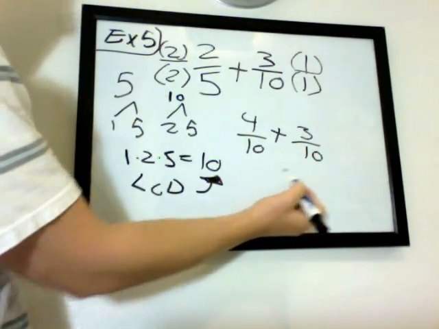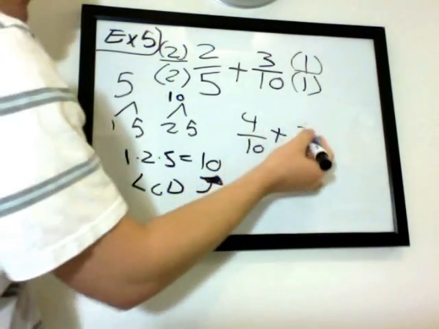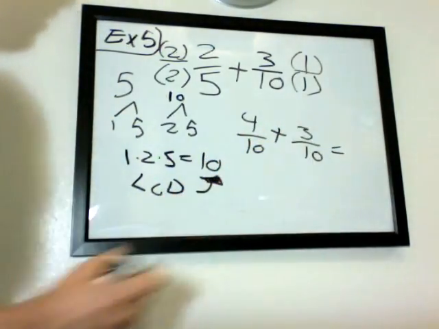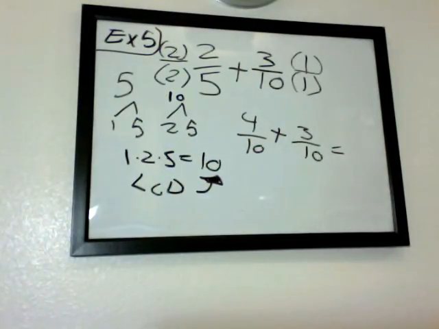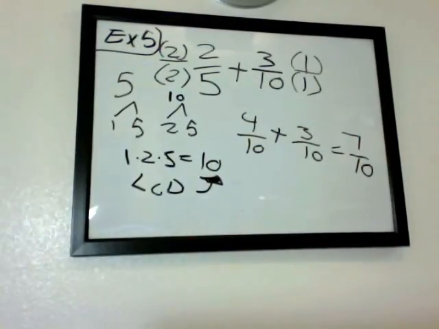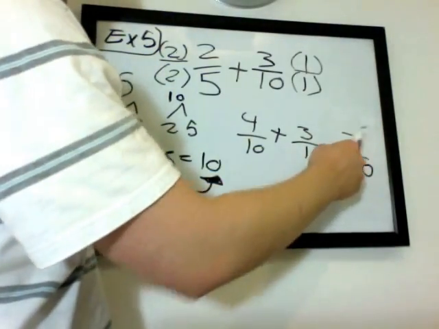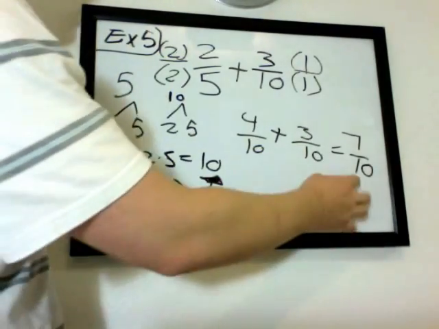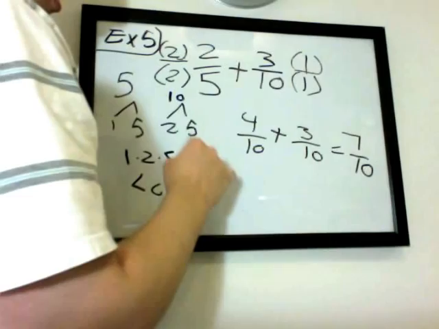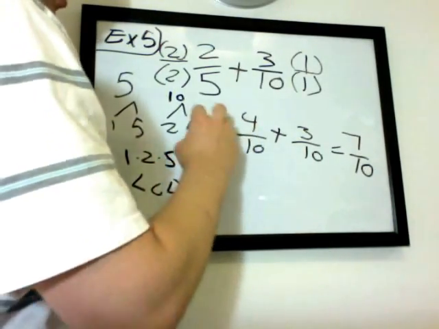Now they have the same denominator. You can add the tops together and keep the same denominator on the bottom. 3 plus 4 is 7. So you get 7/10. You can't simplify this because you know 7 is a prime. But if you didn't have a prime, you make the factoring trees into the primes.